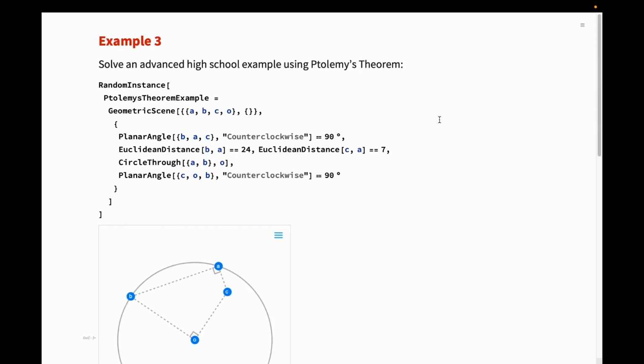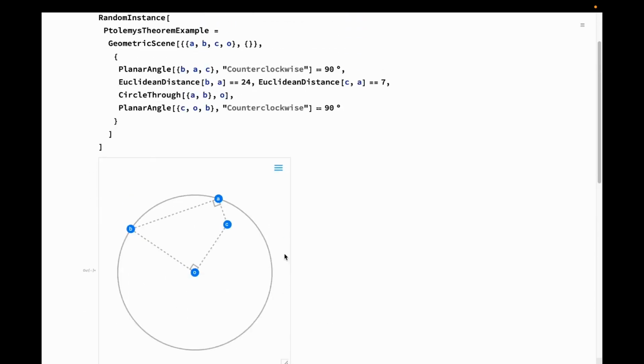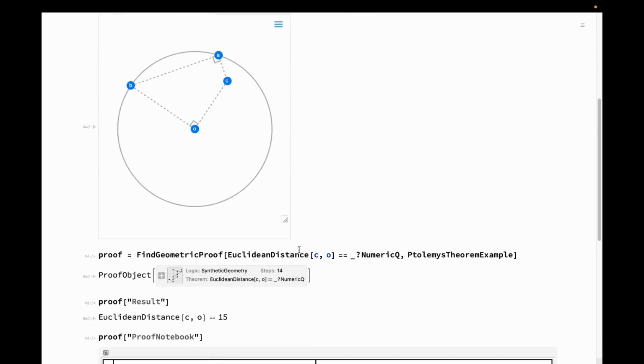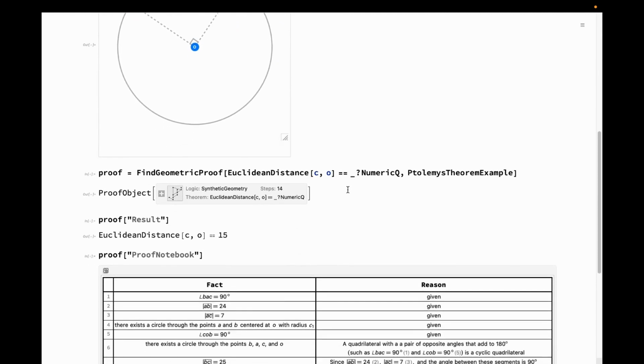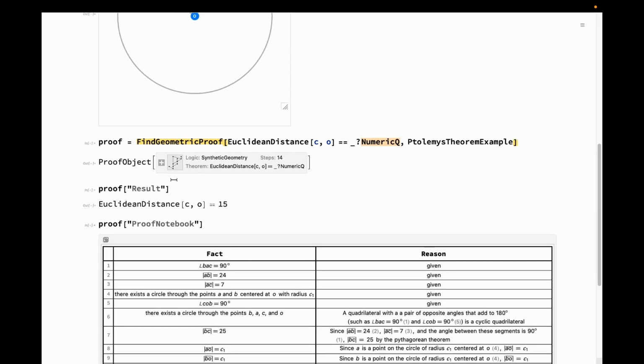A more advanced example is here, where it might not be so obvious how we get the distance from C to O. So we ask for a numeric value. In this case, we have a pattern because we don't know the answer already. If we didn't specify that it was numeric, it might give us something that we don't want, like the distance from C to O is equal to the distance from B to C or something. So we want a numerical value.